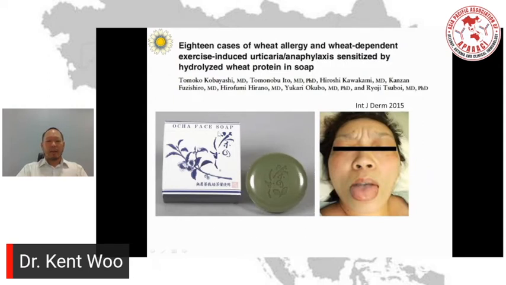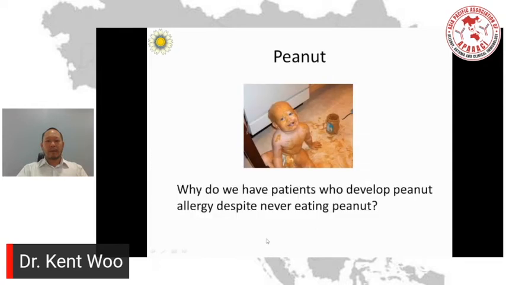This is the Ocha face soap, which is a green tea soap. But what they did was they put hydrolyzed wheat protein in this soap. And then previous people that had no wheat allergy developed wheat anaphylaxis. This is a picture of a patient that developed tongue angioedema after consuming wheat, after using this face soap.